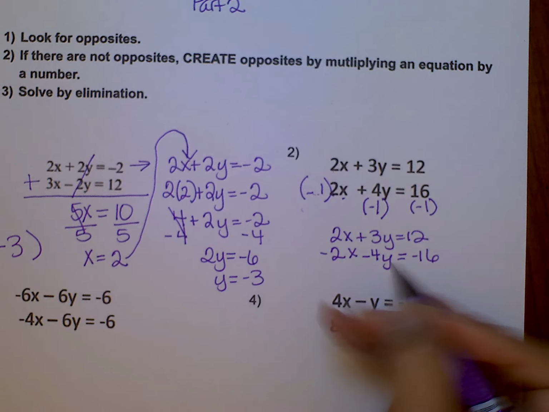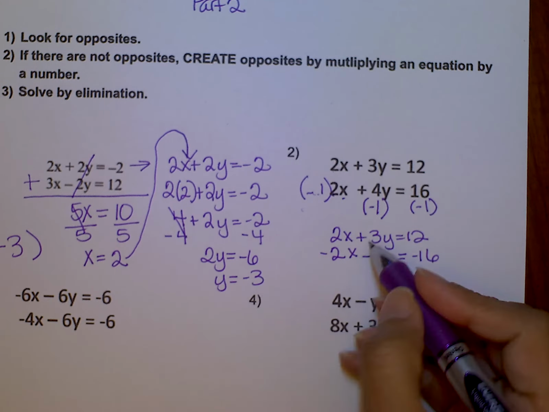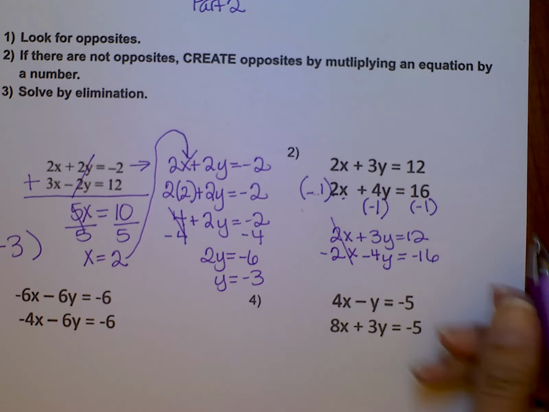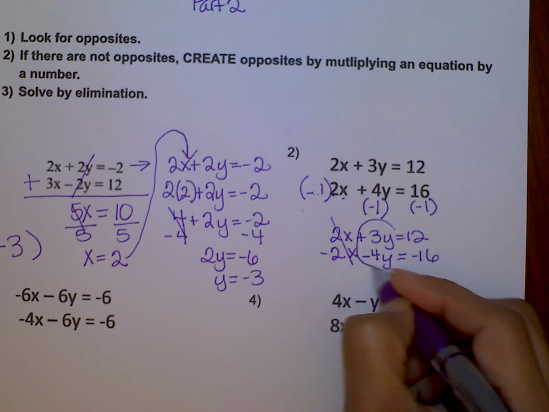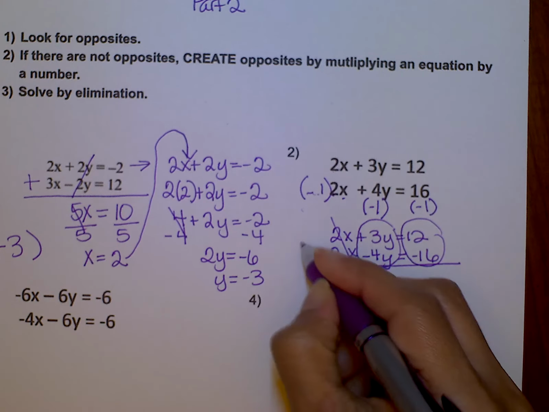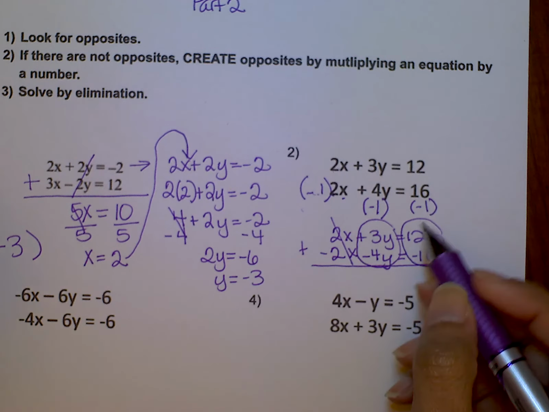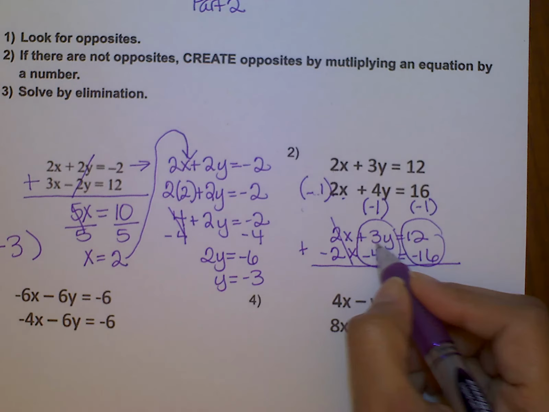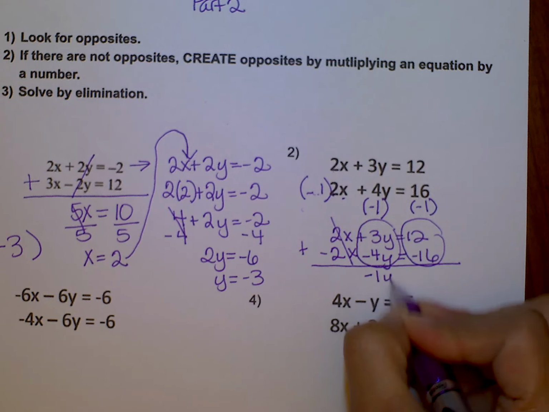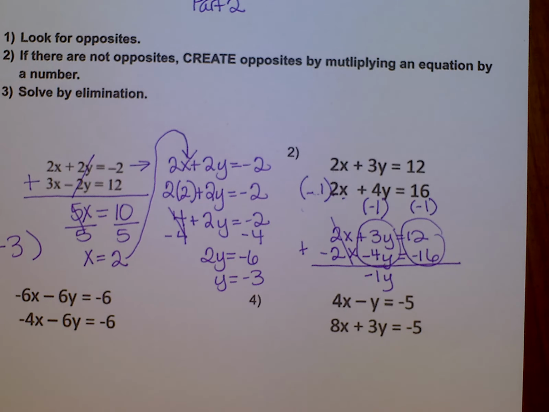So what you're going to do is cancel out, and then add what is remaining. So now that you have your opposites, you can actually just work it out the way you have been. So 3y and negative 4y is negative 1y.